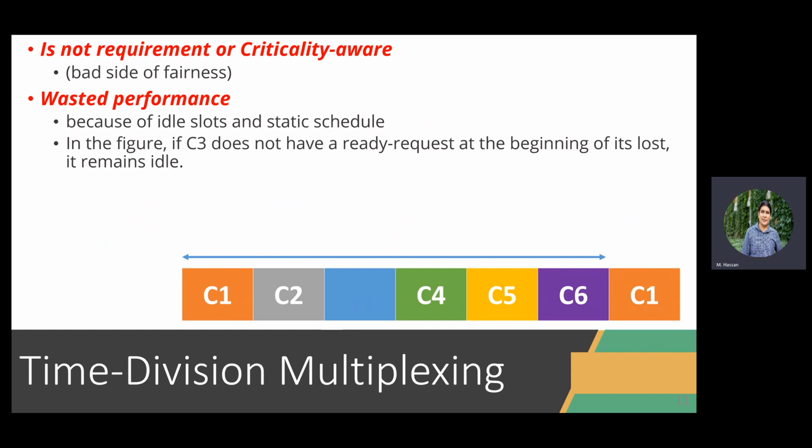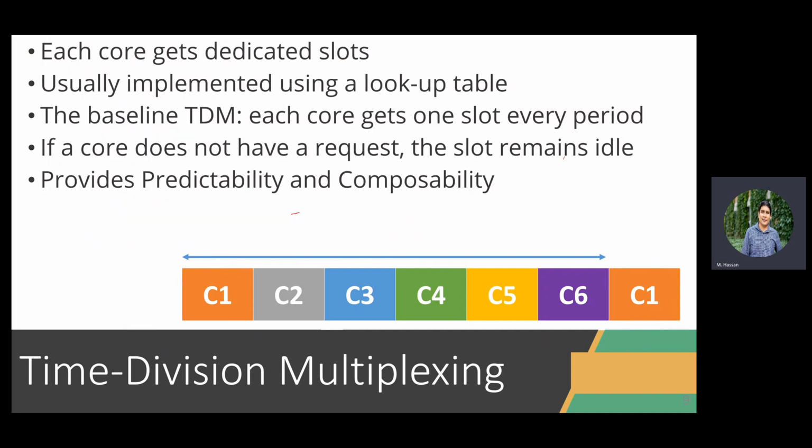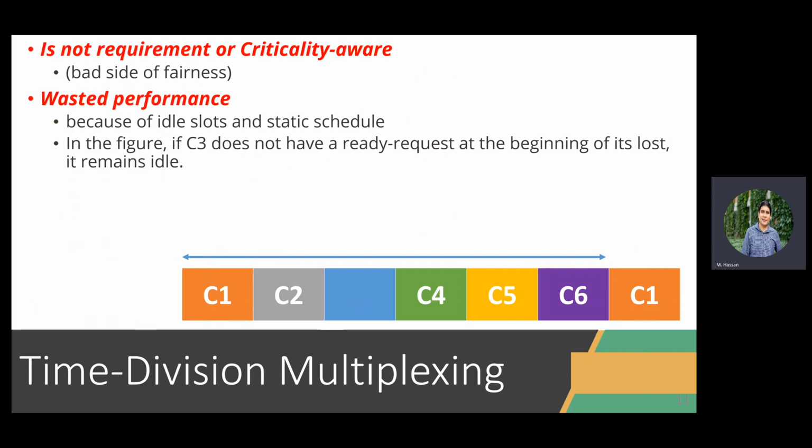Another con of TDM is that it has wasted performance. Why does it have wasted performance? This is the bad side of composability. Because if a core does not have a request, the slot will remain idle. This is really a waste of the bus. If that core does not have a request, other cores might be having requests. So why am I leaving the resource unused during that slot?